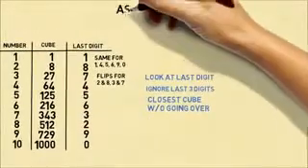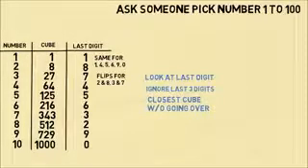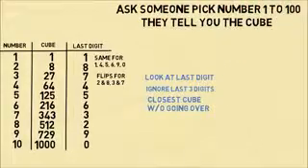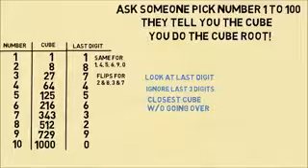So why would this ever be useful? Here's a trick you can do. Ask someone to pick a number from 1 to 100, and just think about it secretly. Don't have them tell you the number. Have them cube the number on a calculator. And once they cube the number, they tell you the cube, and you instantly can tell them the cube root by using this table and using the trick.